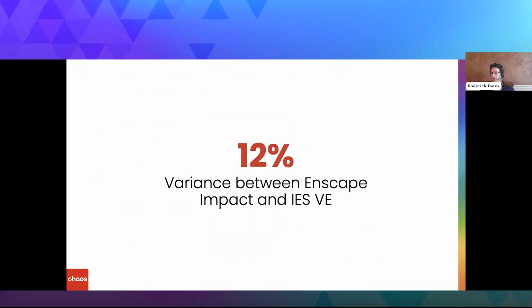So the big question is, how does it perform? Well, out of the box, Enscape right now shows a variance of 12% between that and IESVE, which I think is pretty darn good. I'd be hard pressed to say that there's any other tool out there that operates at this level of accessibility that is anywhere even close to that type of accuracy. But we still have a ways to go.